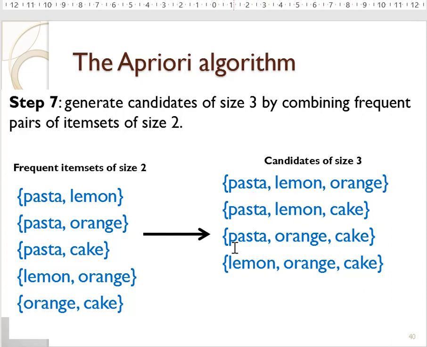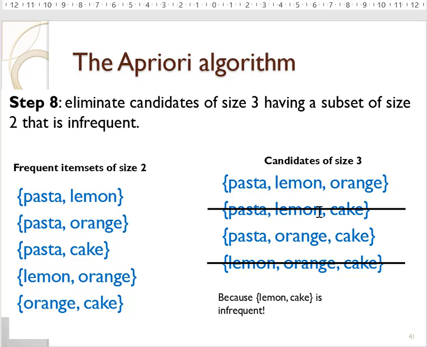Okay, so it is to be noted that maybe you can combine some of them to get size 4, but here we only want to get size 3 because we'll do size 4 later, okay? Now only size 3, this is important. So now we apply the property 2. We eliminate the candidate of size 3 that have some subset of size 2 that is infrequent.